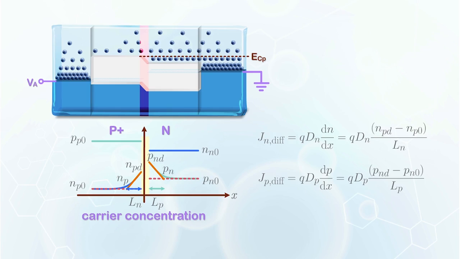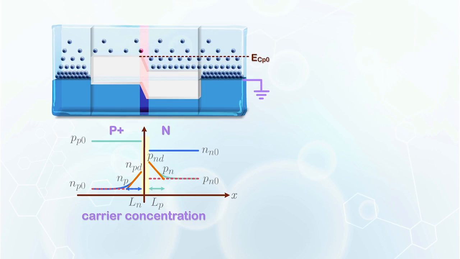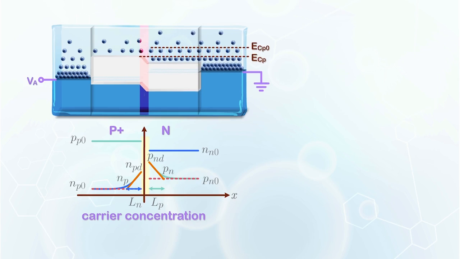As the increase is due to the shift in Fermi level, it can be calculated in the same way as the reverse bias case. That is, starting from the thermal equilibrium condition with carrier concentration NP0 above ECP0, we shift the Fermi level up with VA. The new carrier concentration above the new ECP becomes NPD equal to NP0 times exponential (QVA over KT). Then, the diffusion current is just as it is given here.